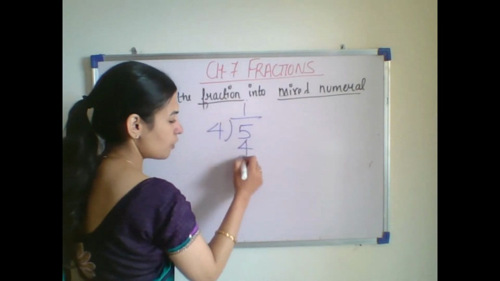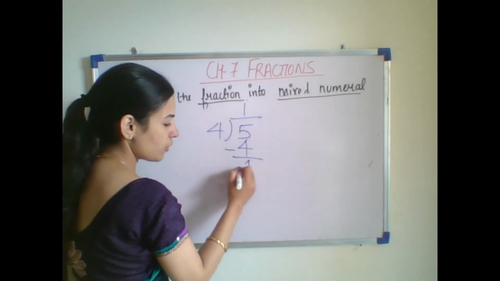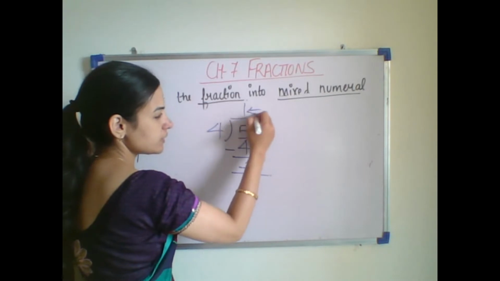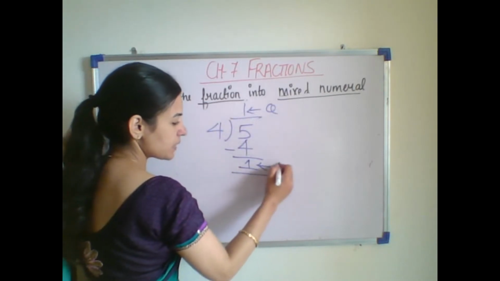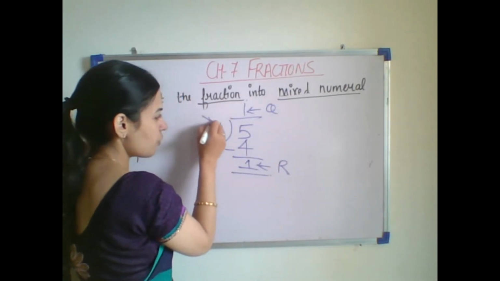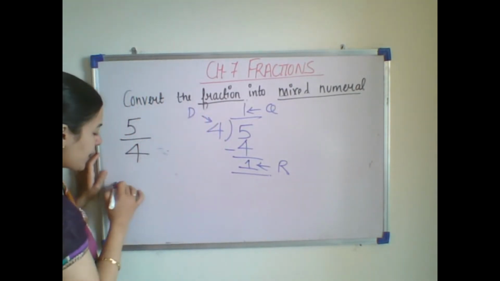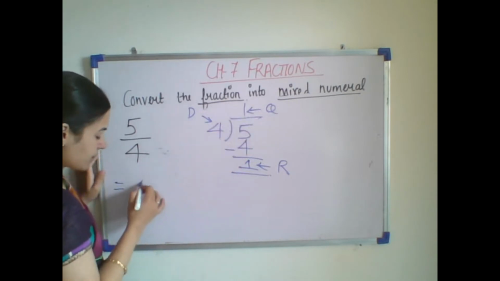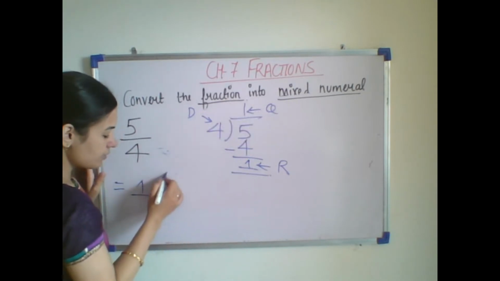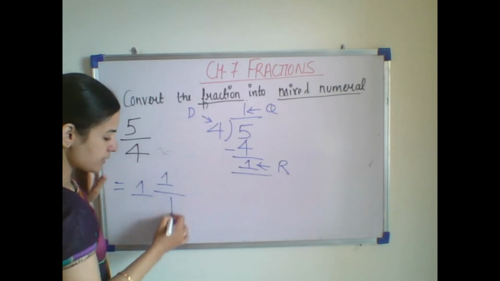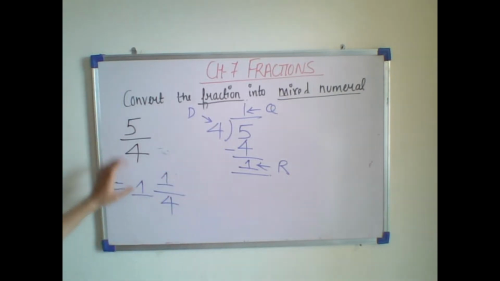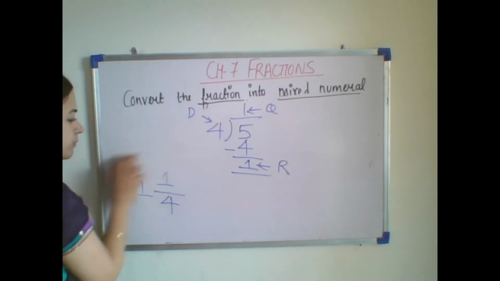4 ones are 4. If you subtract 4 from 5, you will be getting 1. So this is the quotient, this one is the remainder, and 4 is the divisor. So how to write this? First of all, we will be writing the quotient, that is 1, then the remainder, that is 1, and the divisor, that is 4. In this way we have converted this fraction into the mixed numeral. Let us take one more example.